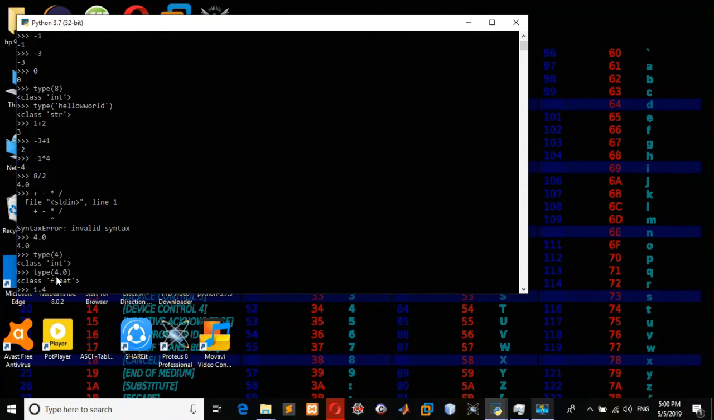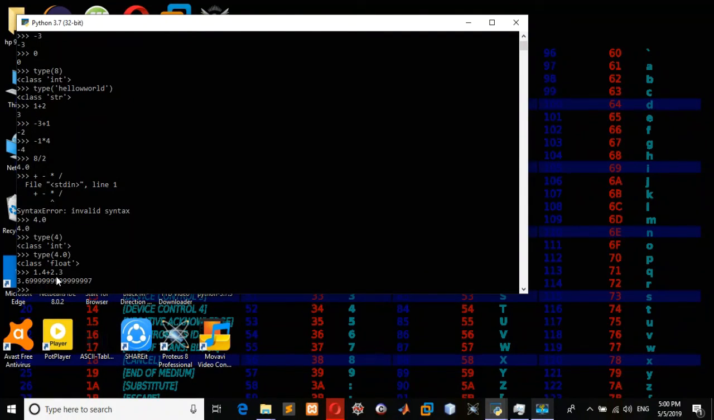So we can have 1.4 plus 2.3. That will give us 3.6999999. Like I said before, the computer cannot represent real numbers with absolute precision. That is why adding 1.4 and 2.3 gives us an approximate number. We would have expected 3.7 but the computer cannot represent that with absolute precision, so it gives us 3.69999.